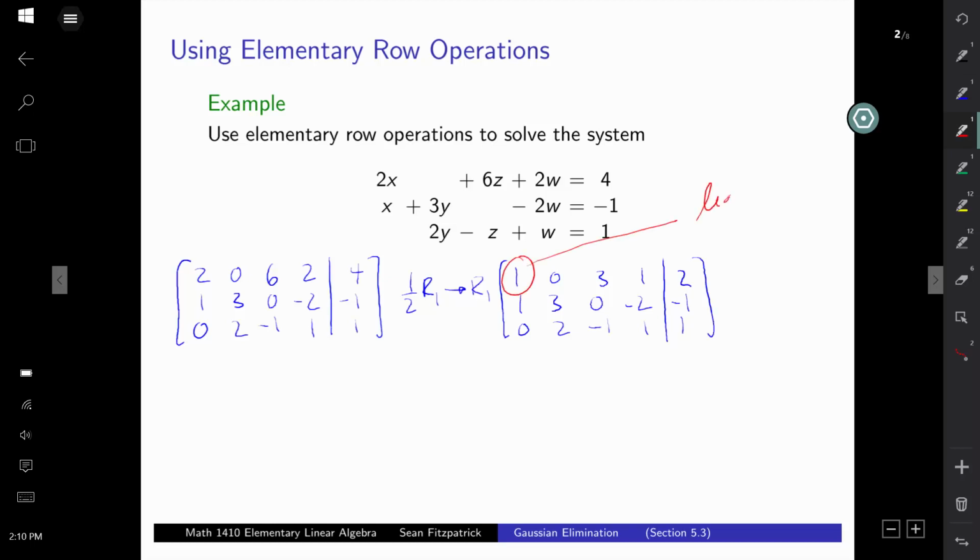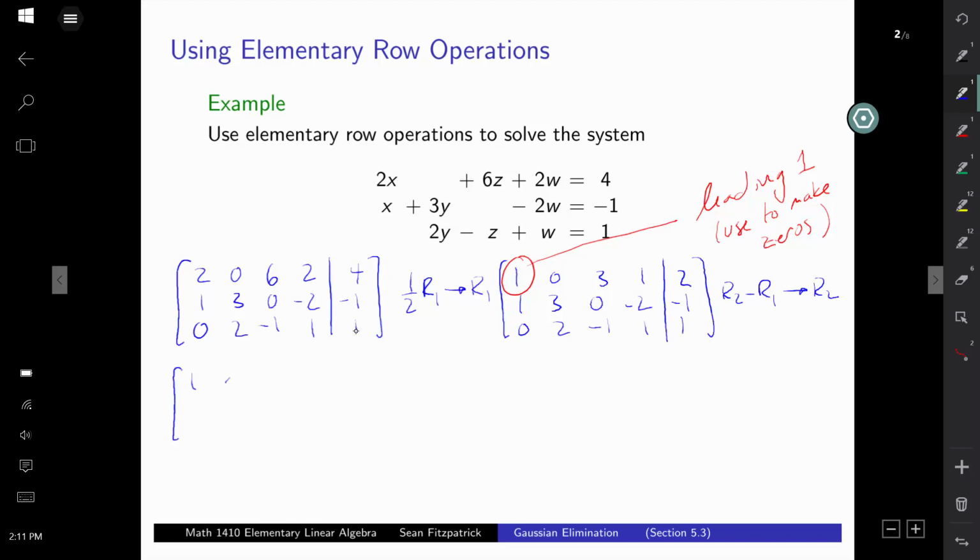This is called a leading 1. And you want to use your leading 1 to create zeros. Where do you create zeros? You create zeros in the column containing that leading 1, so you get rid of any non-zero entries below that leading 1. There's only one non-zero entry below the leading 1, the 1 directly below it. How do I get rid of that 1? If I subtract row 1 from row 2, I'm going to get rid of that 1. So I want to do row 2 minus row 1 and make that my new row 2.